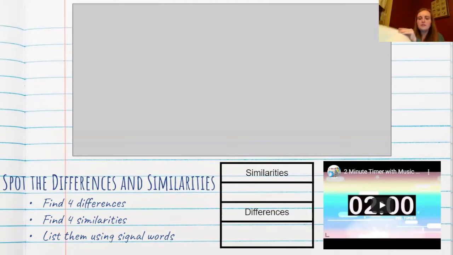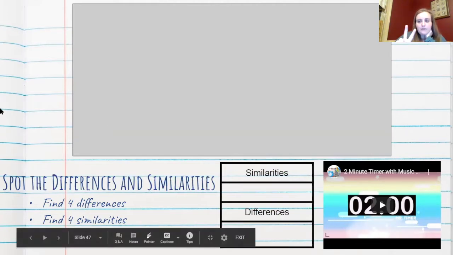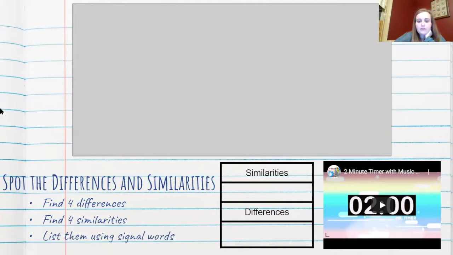So what you're going to be doing on your paper, when I move this gray picture, you'll see two different pictures. With those two different pictures, you are going to find 4 differences, and you're going to find 4 similarities. So you are going to list under your similarities and under your differences your four different ones for both, and you are going to remember to use your signal words.